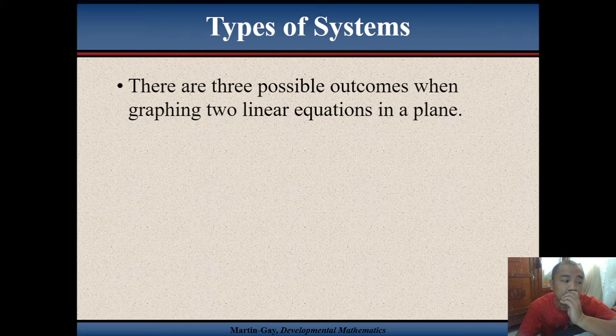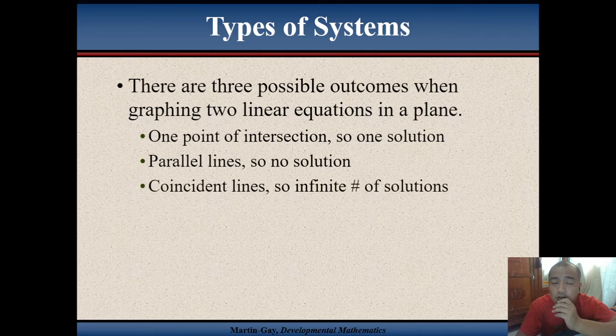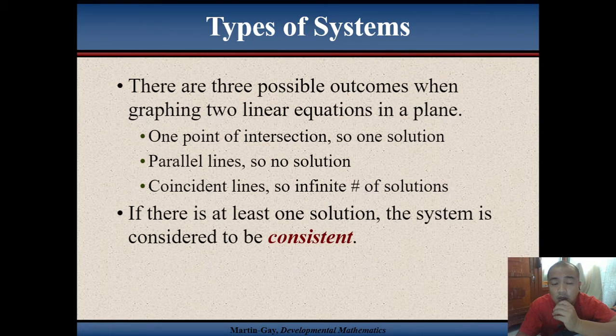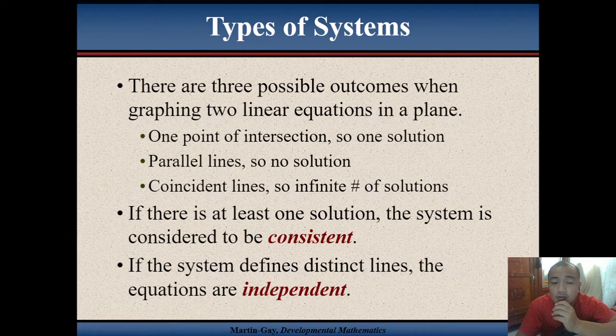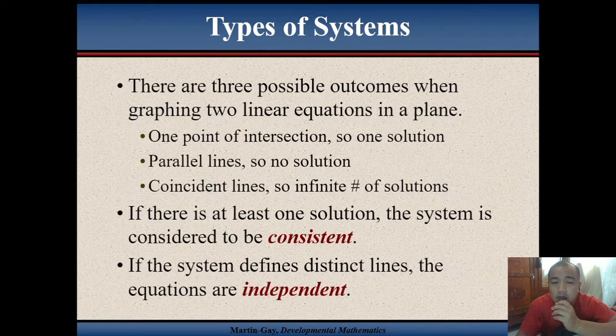So there are different types of systems. There are three possible outcomes when graphing two linear equations in a plane. One point of intersection, so there is one solution. If the lines are parallel, there is no solution. If they are coincident lines, there are infinite number of solutions. If there is at least one solution, the system is what we call consistent. If the system defines distinct lines, the equations are independent.